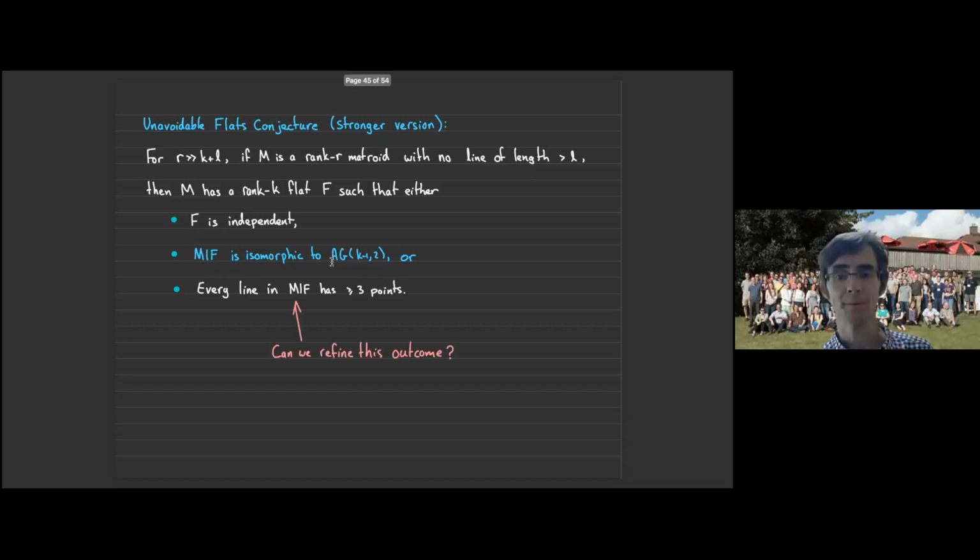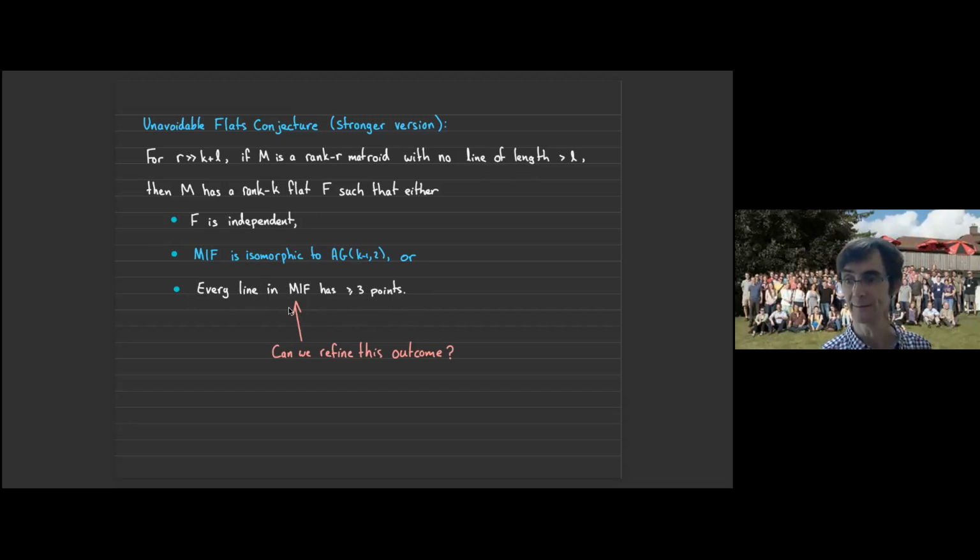Okay, so what about this other outcome? The first outcome is fantastic. You've got an independent flat. This outcome is now fantastic because it's just a specific matroid. But here, I'm looking at large rank matroids where every line has at least 3 points, but I also have a bound on the line length. It's not just arbitrary line lengths. I've got some bound on the line length, but I'm telling you that all the lines will have length at least 3.